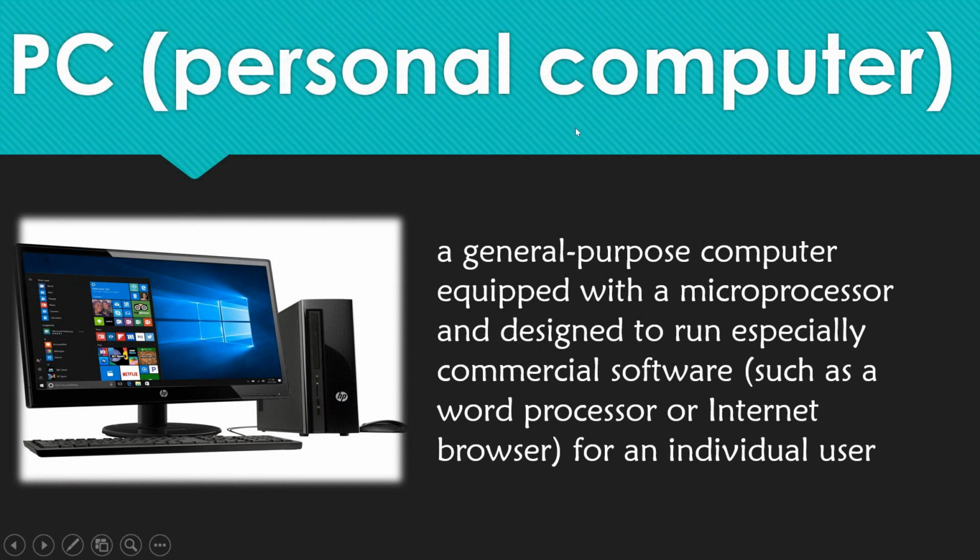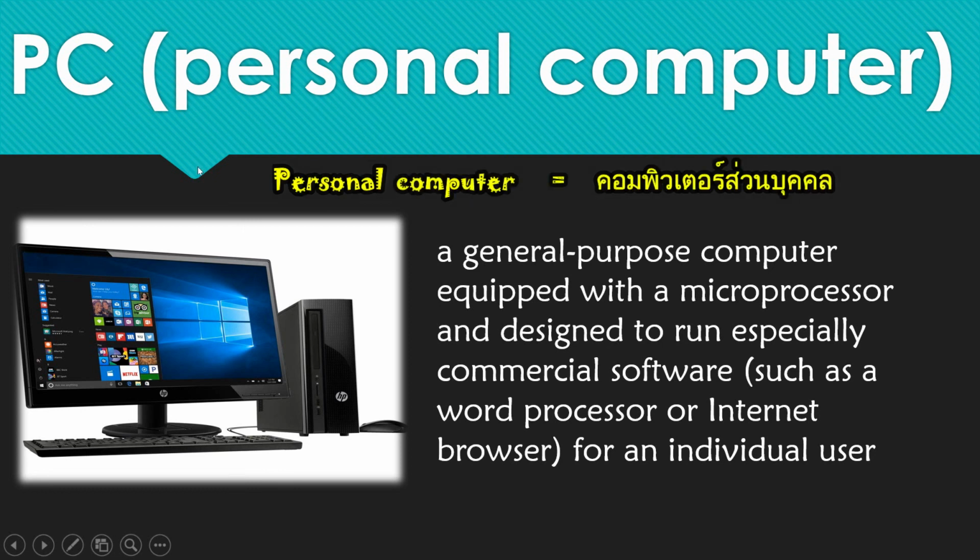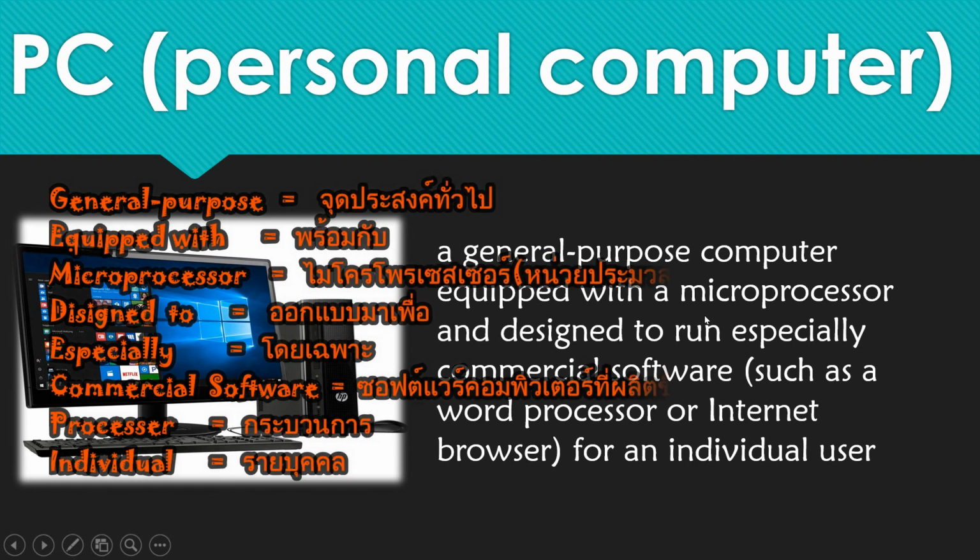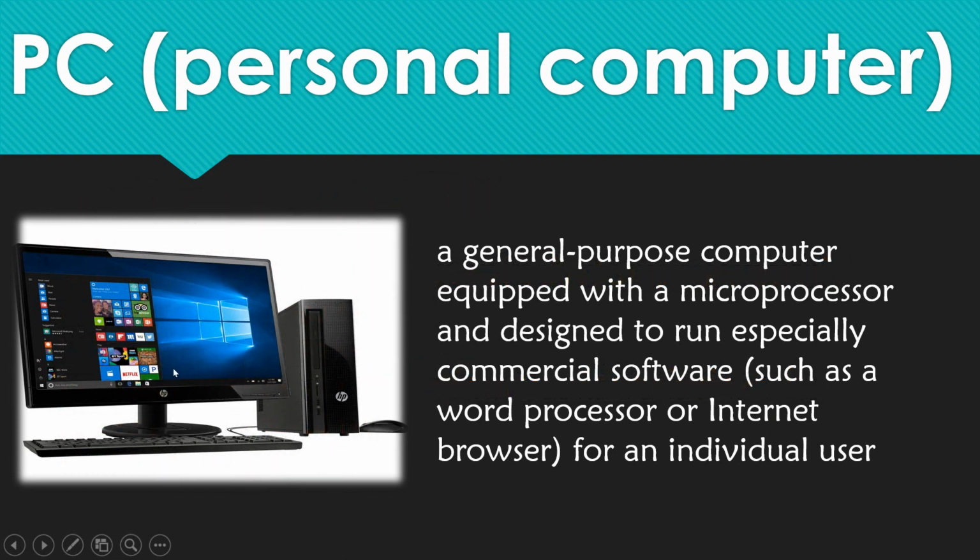Next we have PC. PC stands for personal computer. So what is a personal computer or PC? A personal computer is a general purpose computer equipped with a microprocessor and designed to run commercial software such as word processor or internet browser for an individual user. So this is an example of a personal computer or PC.